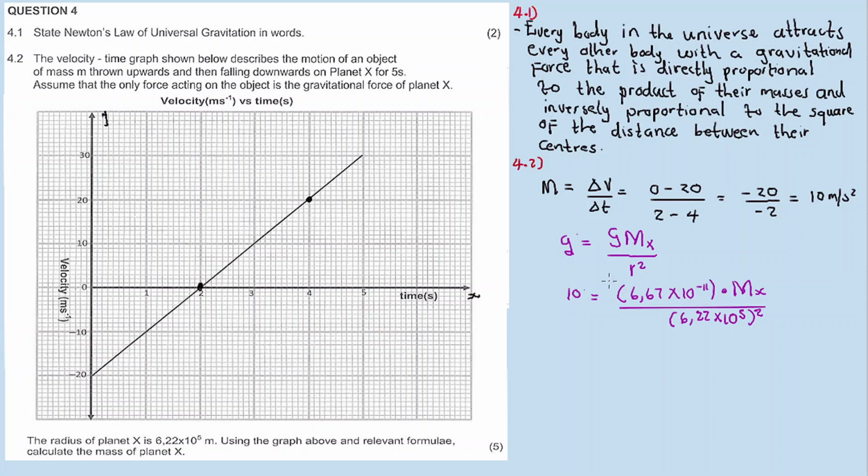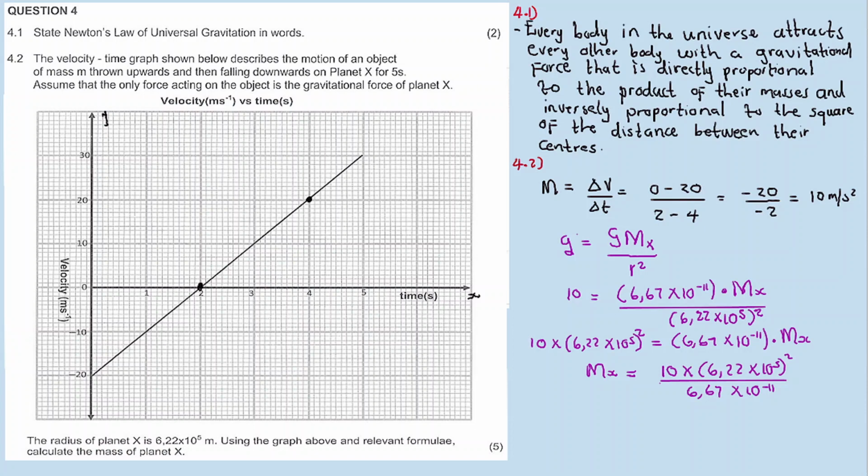10 is the gravitational acceleration, equals the constant G times the mass, which is the mass we are calculating for planet X, and then this is the radius they gave us here, the radius squared. Then I cross multiply, then divide both sides by the constant 6.67 and I get this.